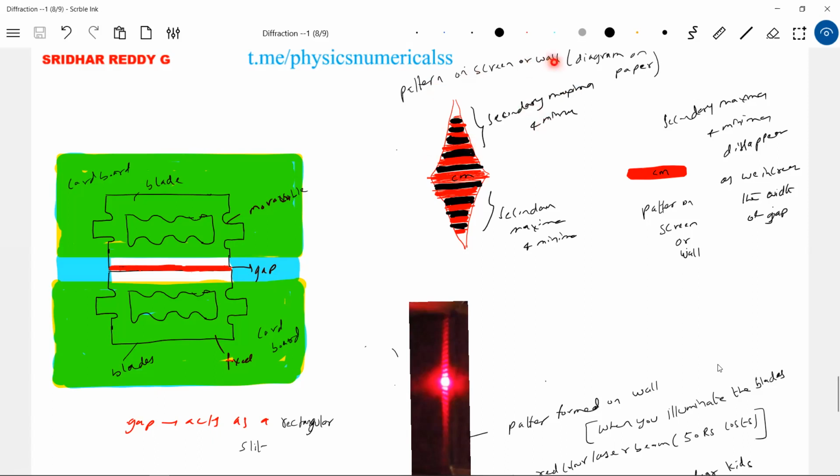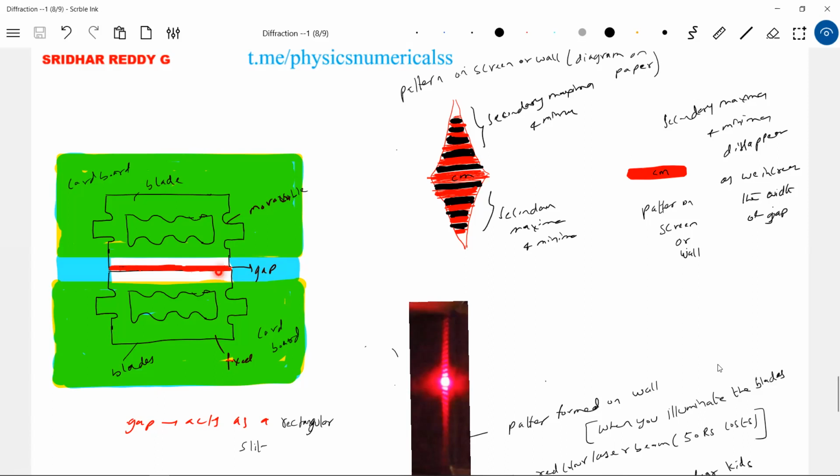Pattern on screen or wall, diagram on paper. We think like this, but practically it will be like this. This is the pattern formed on the wall when you illuminate the blades with a red laser beam. What is the cost? In India, the laser will cost you around 50 rupees, and the shaving blade 5 rupees. Within 60 rupees, you can learn this diffraction phenomenon to some extent.